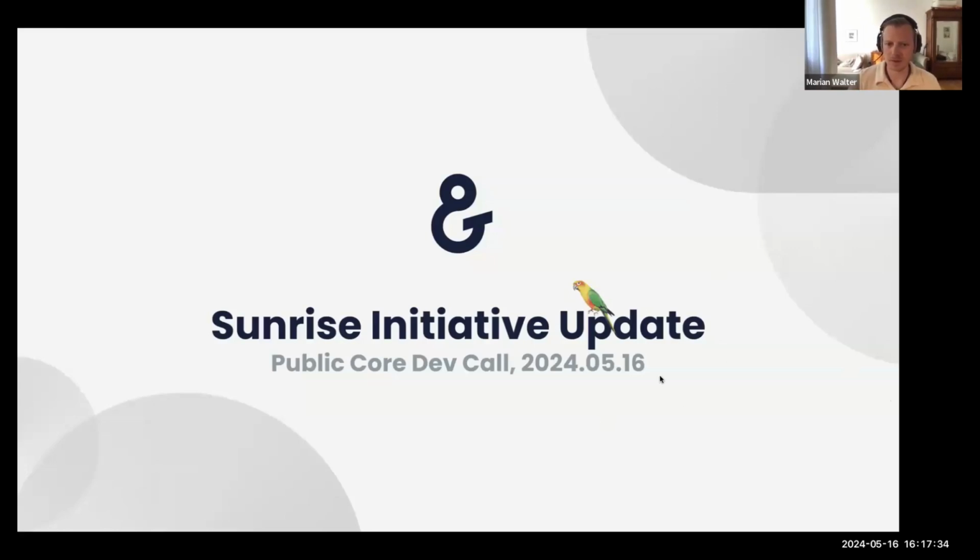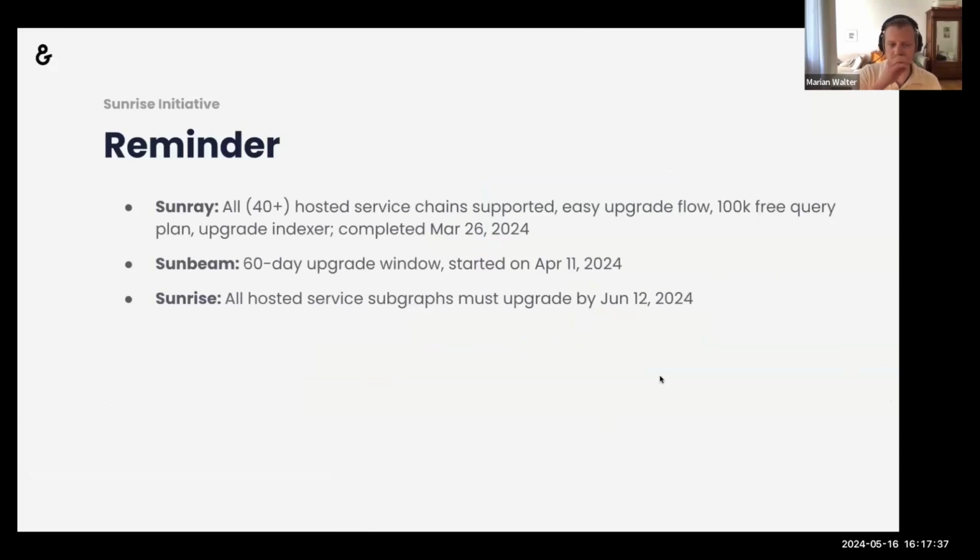All right. Just a quick reminder, this is all part of the Sunrise of decentralized data. With Sunray, all hosted service chains that were supported on the hosted service are now also supported by the decentralized network. We built the easy upgrade flow that's coming in really handy now that we're seeing the upgrades. We did the new 100K free query plan and built the upgrade indexer, and all of this was completed by March 26th.